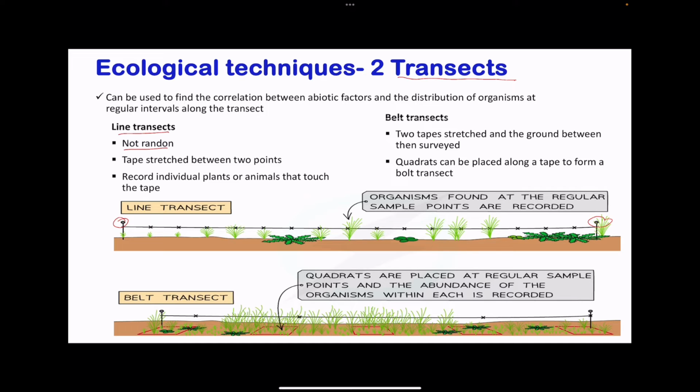And then for the belt transect, here we can use two tapes, stretched at ground level, and then quadrats could be placed, like you see this one here, at regular intervals, and then the number of organisms within each quadrat are going to be counted. And again here, you're looking for specific organisms, so you count the number of that specific species within the area of that quadrat, and then you can find ways of scaling up to determine the total number of organisms within a specific area.